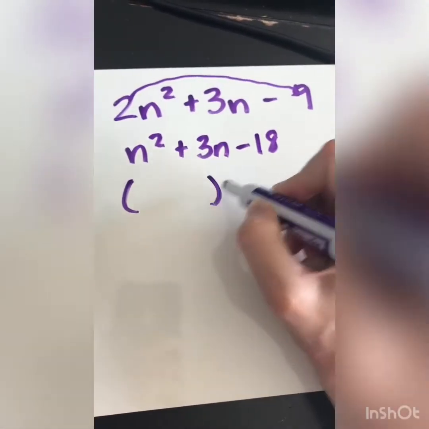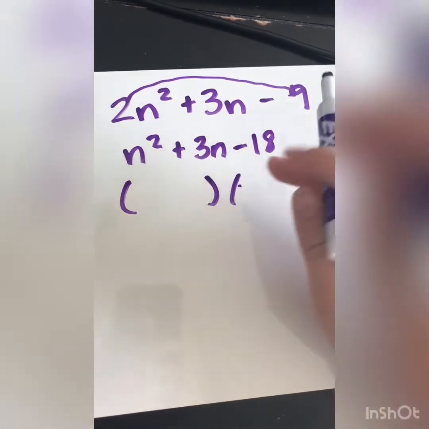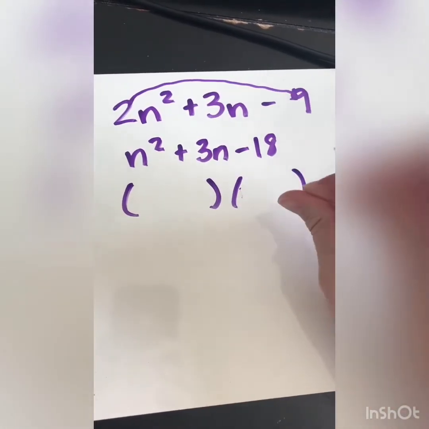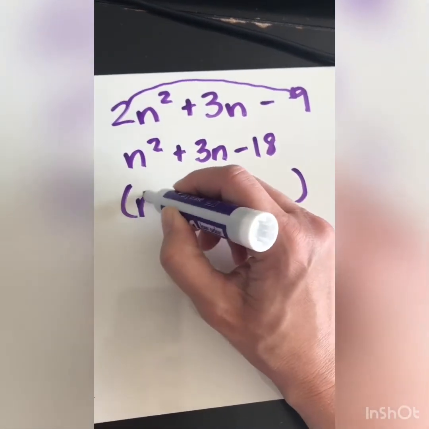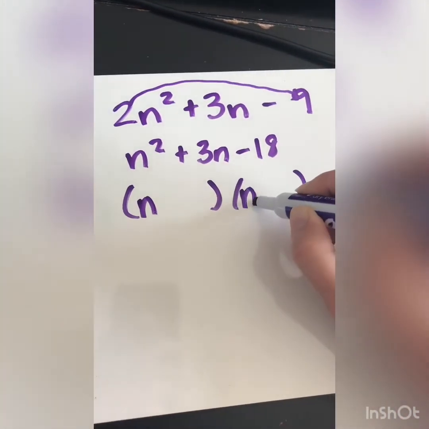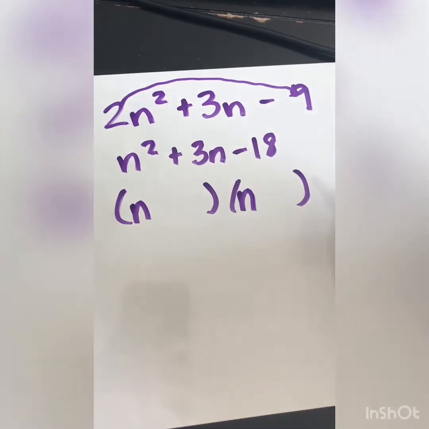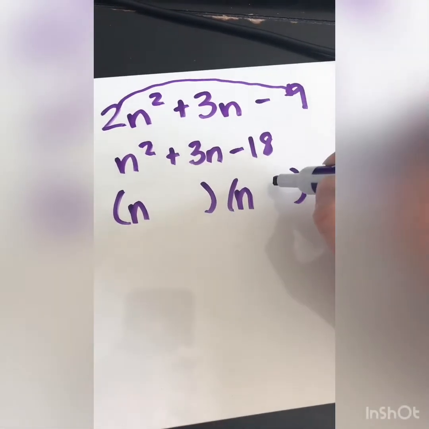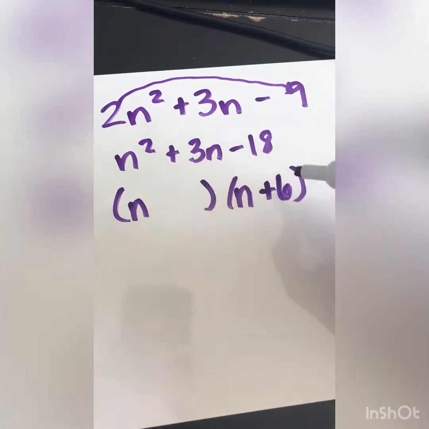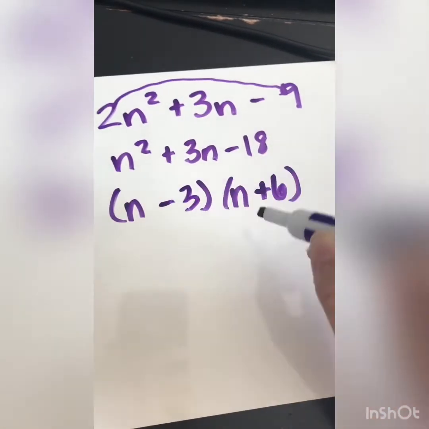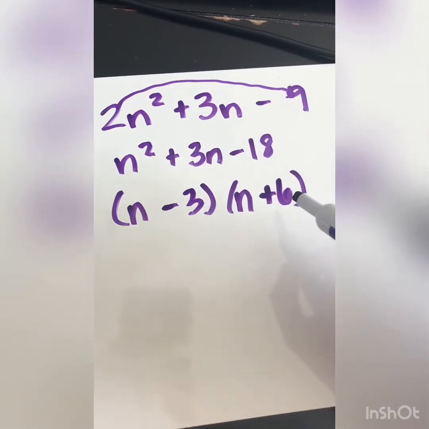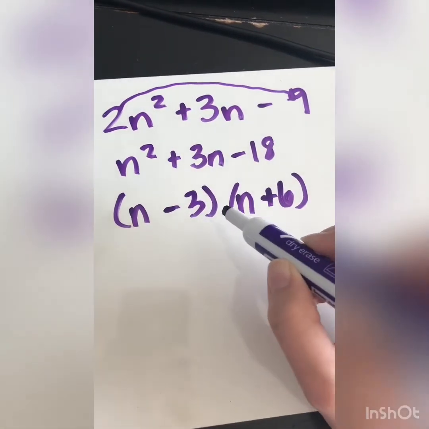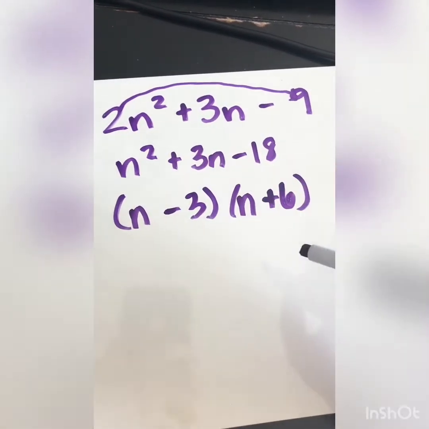And now I just have to pick two numbers that I can multiply together to get a negative 18 and add together to get a positive 3. So if you want to go ahead and pause it and try and think of those numbers on your own, that would be great. We find out that that is going to be a positive 6 and a negative 3, right? Because negative 3 times 6 is negative 18, and positive 6 minus 3 is positive 3.